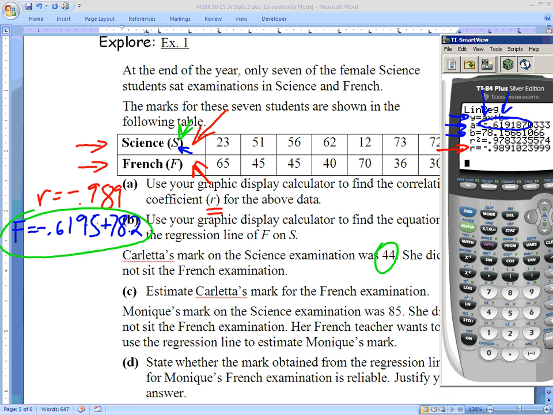And that helps us out here now on our next problem, because we're estimating the French exam. So that's what we're trying to find, but we already know her science exam number. So we're going to rewrite this equation as F equals negative 0.619, and then instead of writing S, I will actually put down the score that she got on her science, which was 44, plus 78.2. So it's kind of like we're back in Algebra 1 or Algebra 2, or maybe even pre-algebra on this one, where we're just plugging numbers into our linear equation.